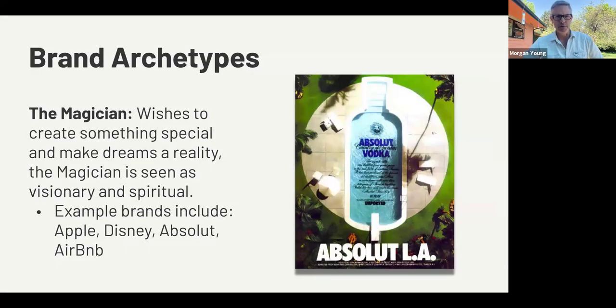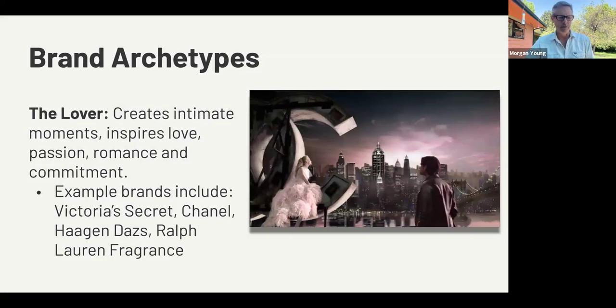And then there's the magician. I'm using the example of Absolut Vodka, and I love Absolut's advertising campaigns. They've been running the same advertising campaign since 1980, and they run it in every single country with very little difference. It's a good example of being really simple and really understanding the brand and the potential audience. The magician wishes to create something special, make dreams a reality. The magician would be seen as visionary and spiritual. Disney would fall into this, Apple would fall into this, Airbnb would fall into this as well.